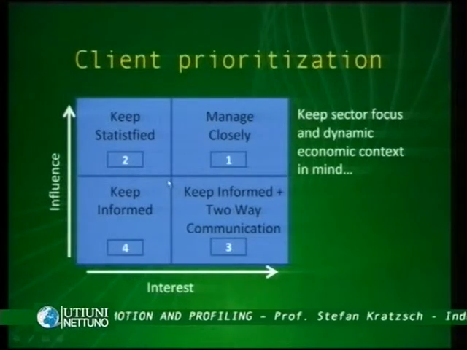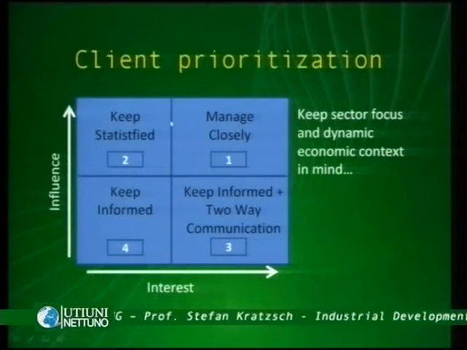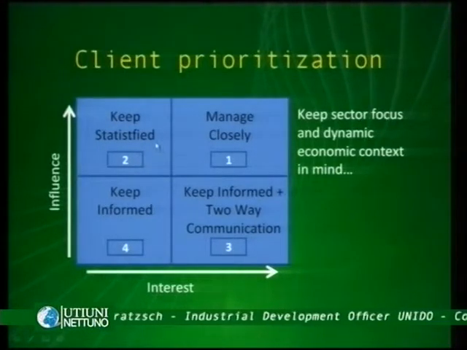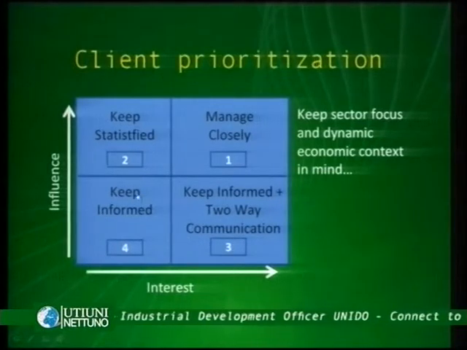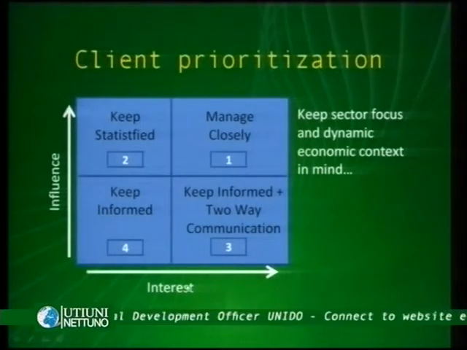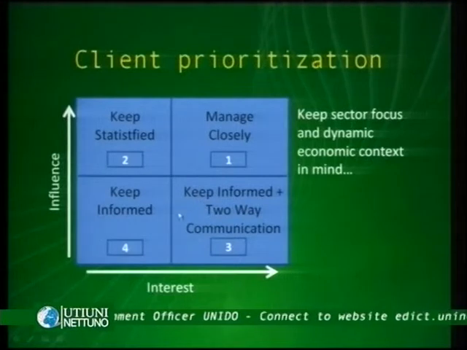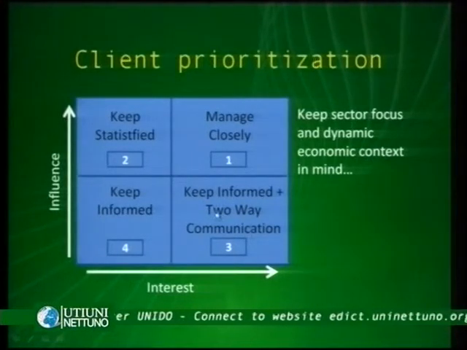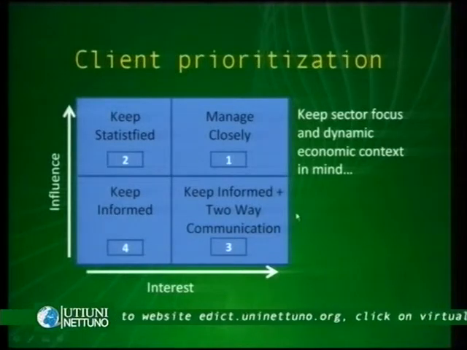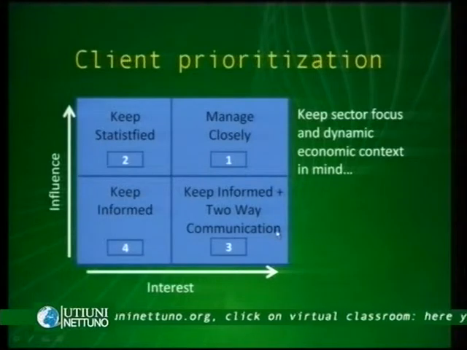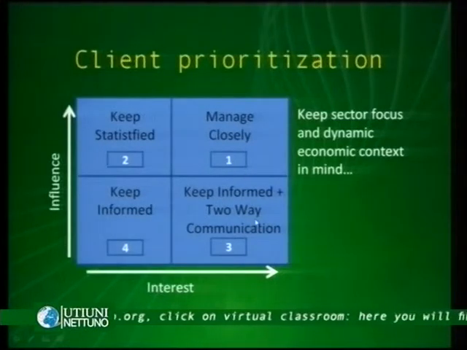Then there are others where there is a lower level of interest, but still their potential influence on the program can be very significant. So these ones should be the second. Then I have companies where there is a high level of interest, but the influence may be lower. So in this case, I keep them informed, but I may perhaps focus on the other two first.